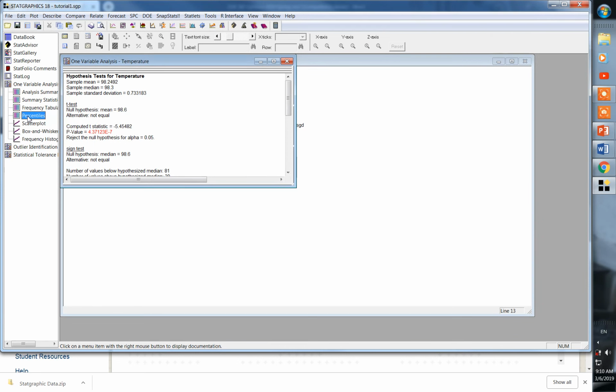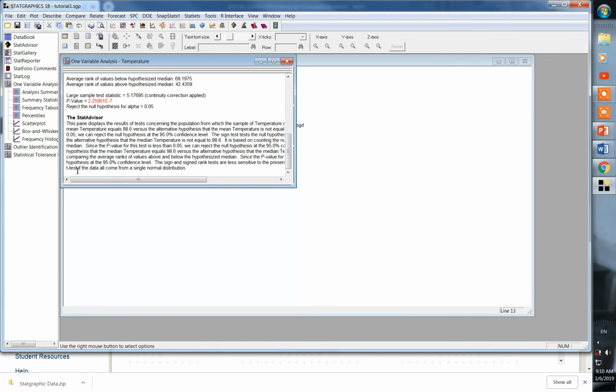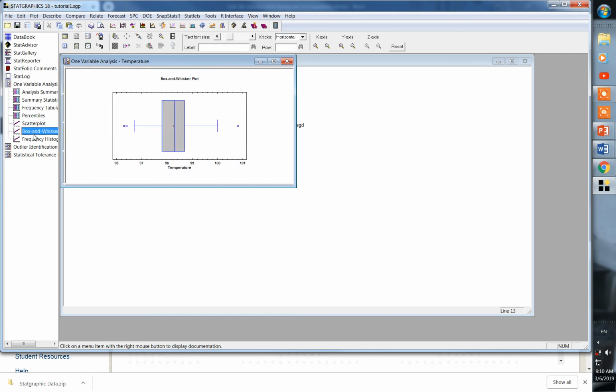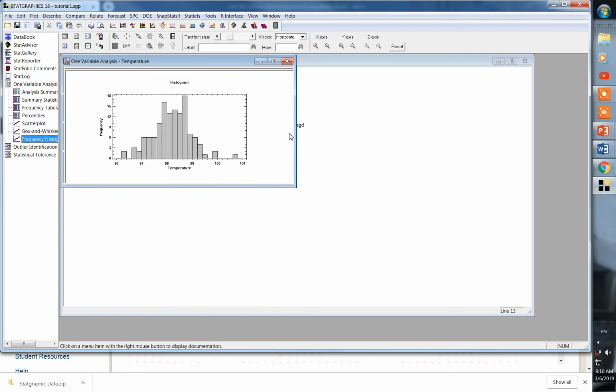So this is a hypothesis test. We did this before. The temperature is equal to mu or not. And then they also give you the advisory talk about that. And then this is a scatter plot, right? And then this is a box and whisker plot. They do have some outliers, and then a frequency histogram.